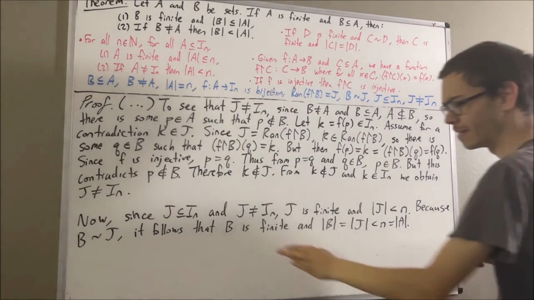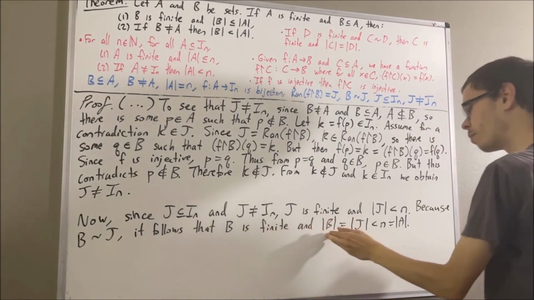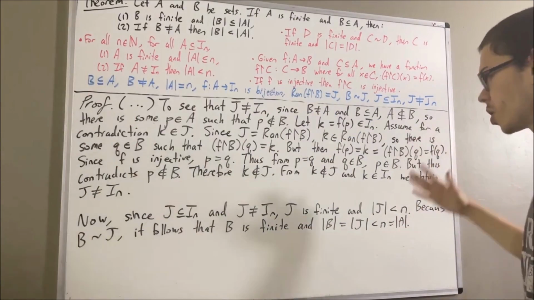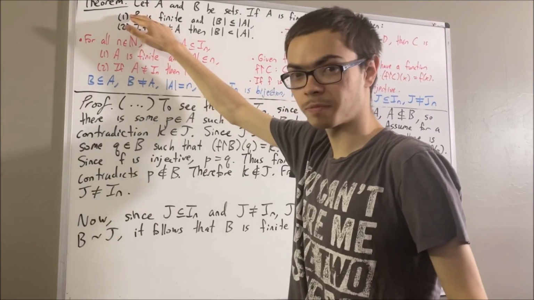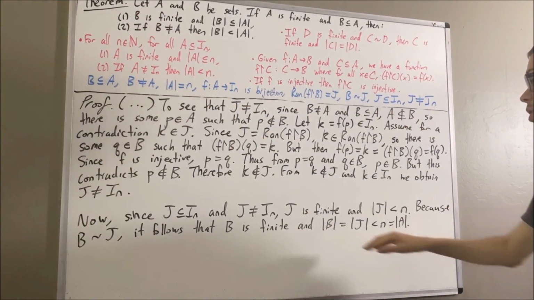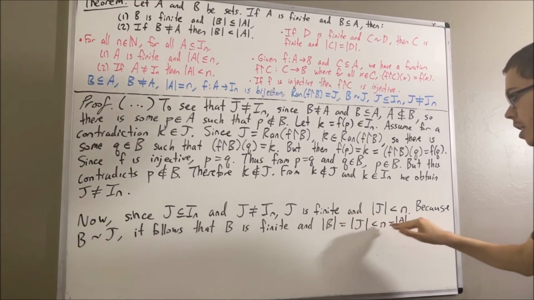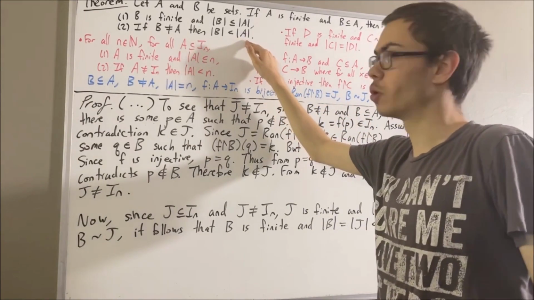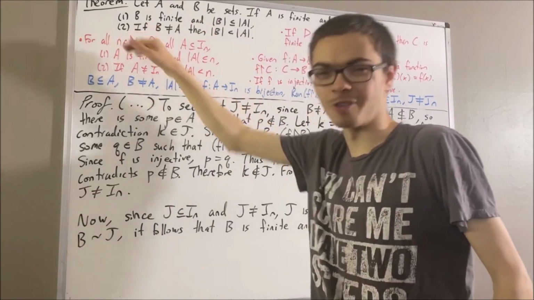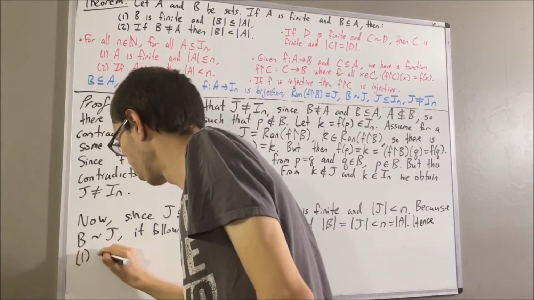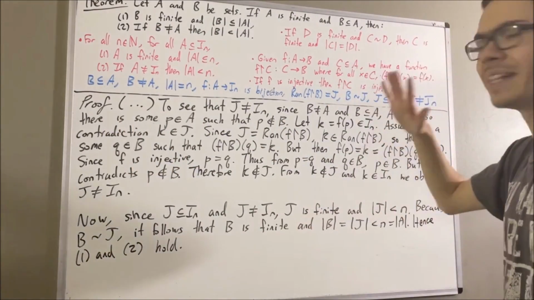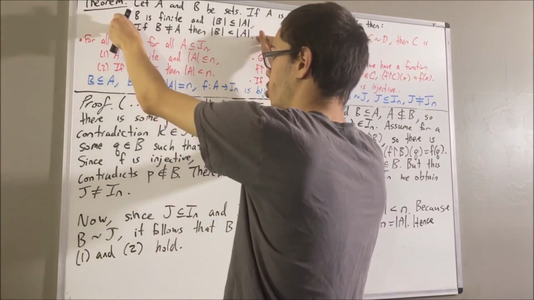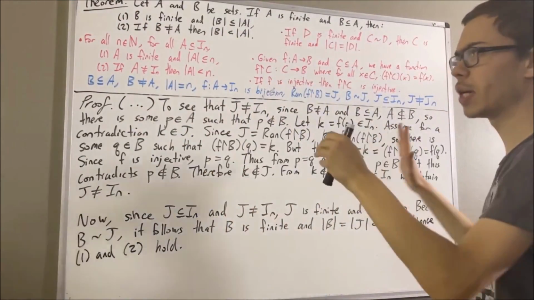So what we have here is that b is finite, and the number of elements in b is less than or equal to the number of elements in a. So 1 holds, but also the number of elements in b is strictly less than the number of elements in a. So the conclusion of 2 is true, which means 2 is true. So in the case where b is not equal to a, we have proven that both 1 and 2 are true.